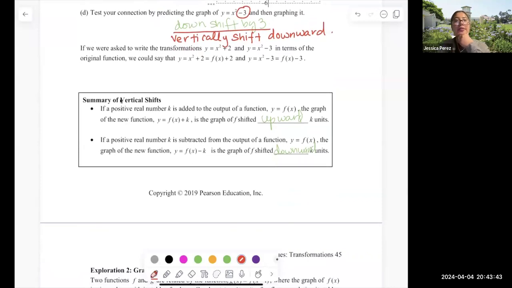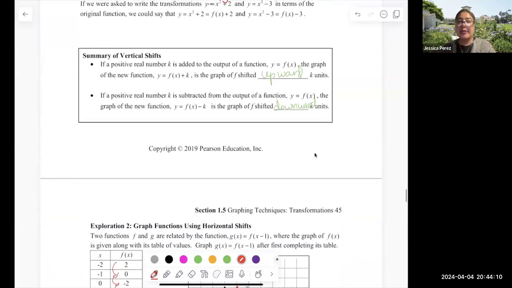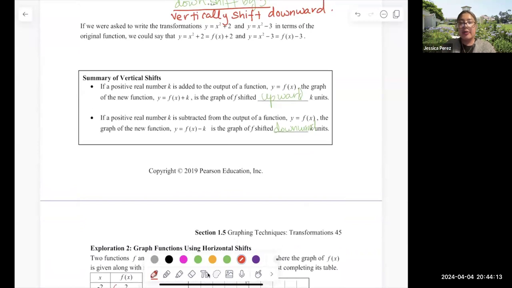So vertical shifts: if a positive real number k is added to the output, y equals f of x plus k, the graph of the new function will shift upward k units, vertically. If you are subtracting from the output, f of x minus k, then it's going to shift down k units. That is called a vertical shift, and it works with all of the functions.